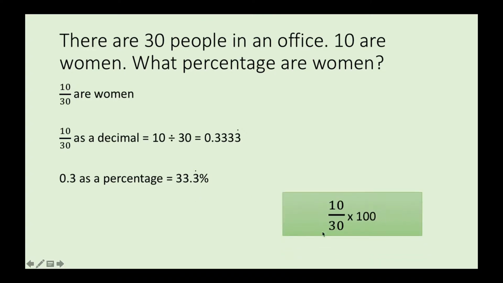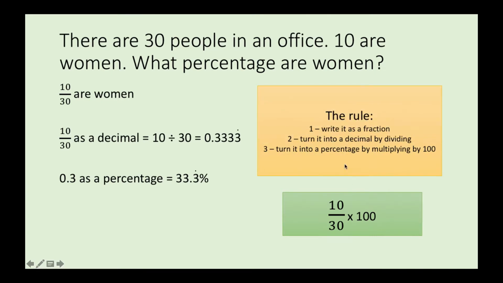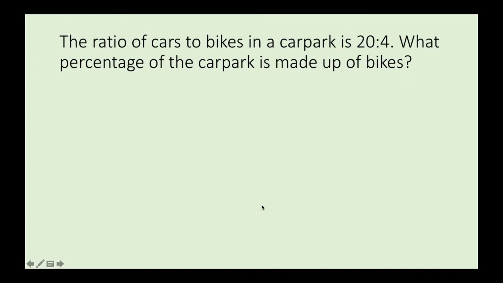So this is the rule that you need to remember. The top number divided by the bottom number times by 100. So number one, you write it as a fraction, which we did here. We then turned it into a decimal by dividing here, and then we turned it into a percentage by multiplying it by 100 here. So they're the three things you need to remember to do. Feel free to pause the video and take any notes. Okay, let's look at another one.